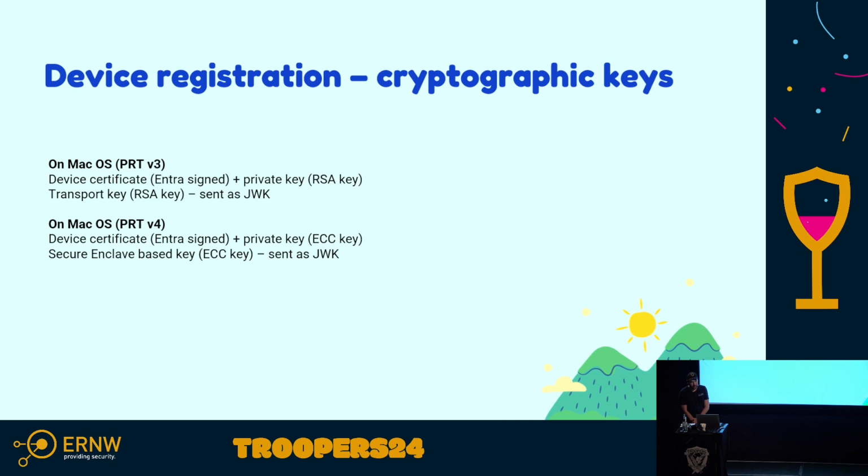And it's also different from v3. If you have PRT v3 on macOS, then you have your device certificate, which is backed by an RSA key. You have your transport key, which is an RSA key, sent as a JSON web key. But if you have v4, then both keys are elliptic curve keys. And in this case, the keys are also in the Secure Enclave. So all the encryption is tied to the Secure Enclave. You cannot just access these session keys or copy them from somewhere because they're all bound to the Secure Enclave.